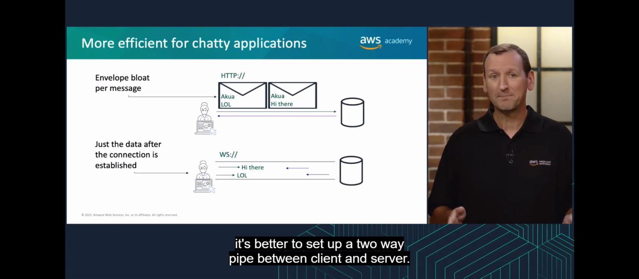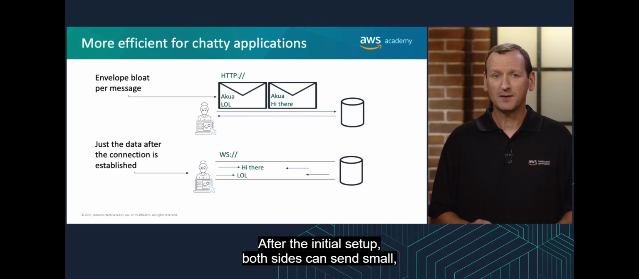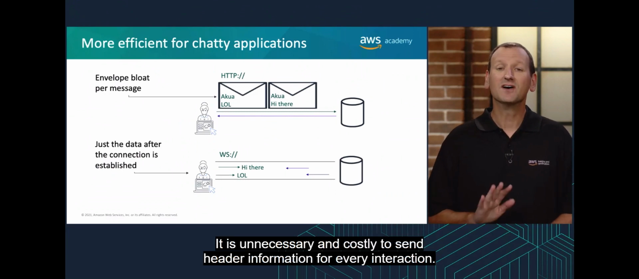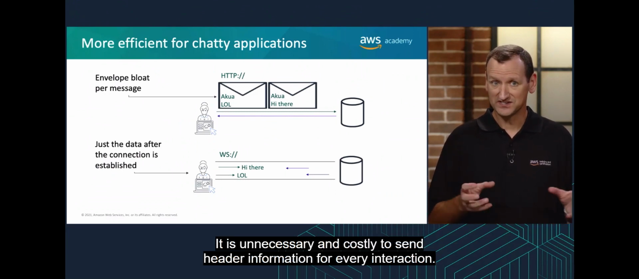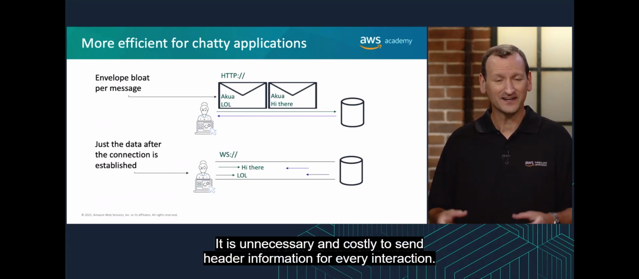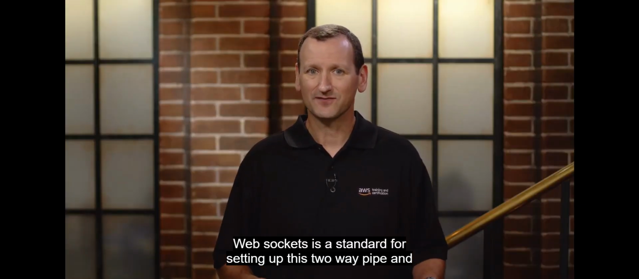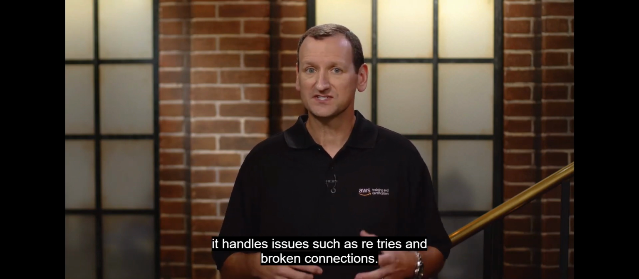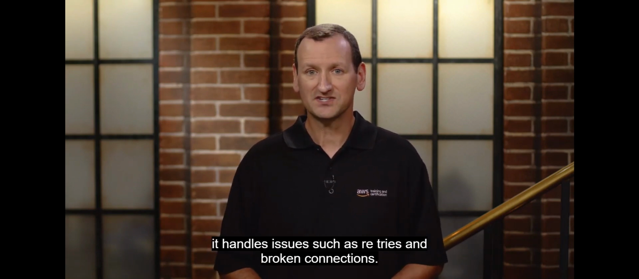If an application needs to send and receive a large volume of messages, it's better to set up a two-way pipe between client and server. After the initial setup, both sides can send small, efficient messages back and forth freely. It is unnecessary and costly to send header information for every interaction. WebSockets is a standard for setting up this two-way pipe, and it handles issues such as retries and broken connections.